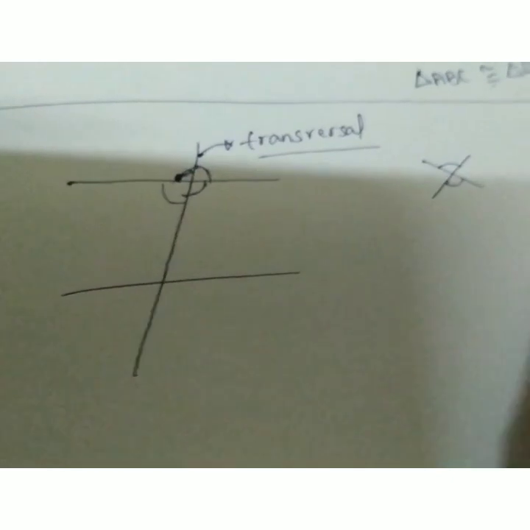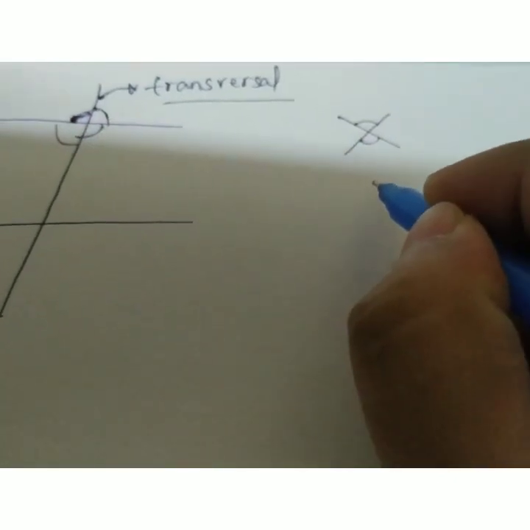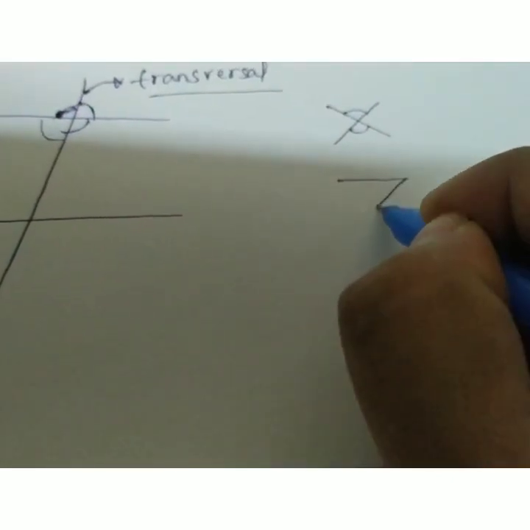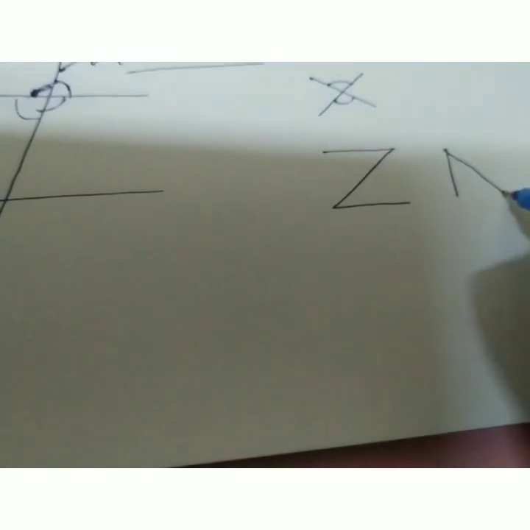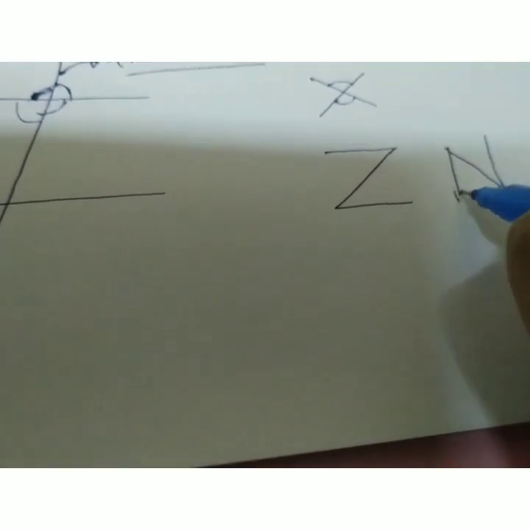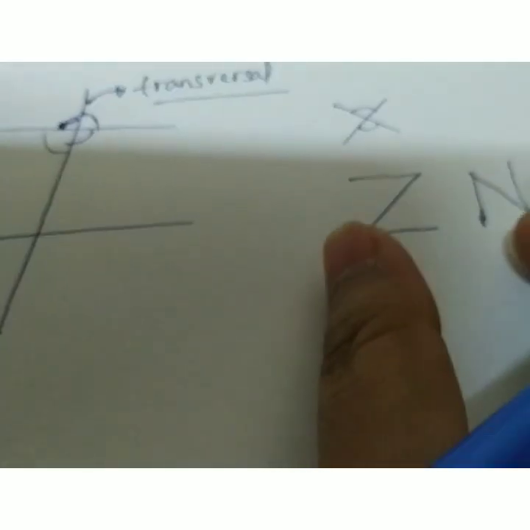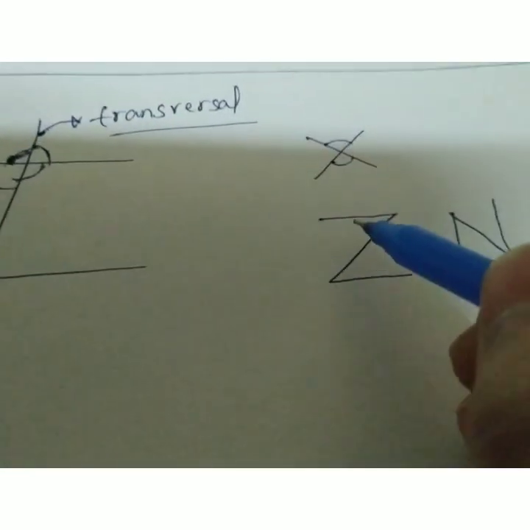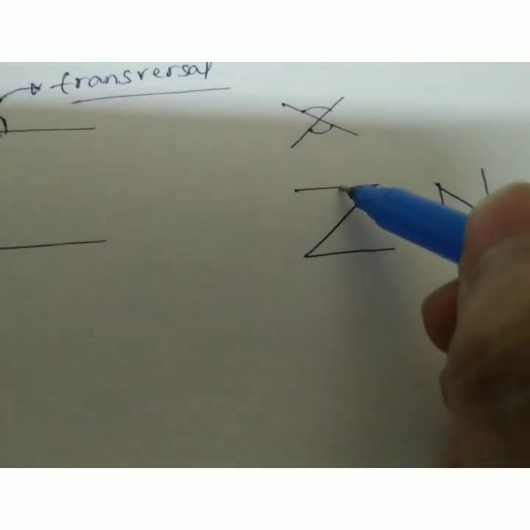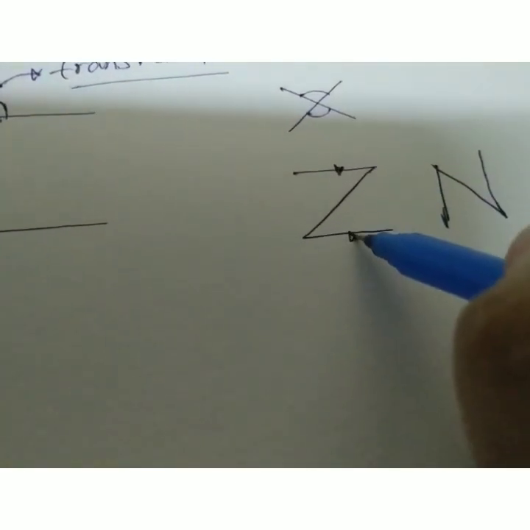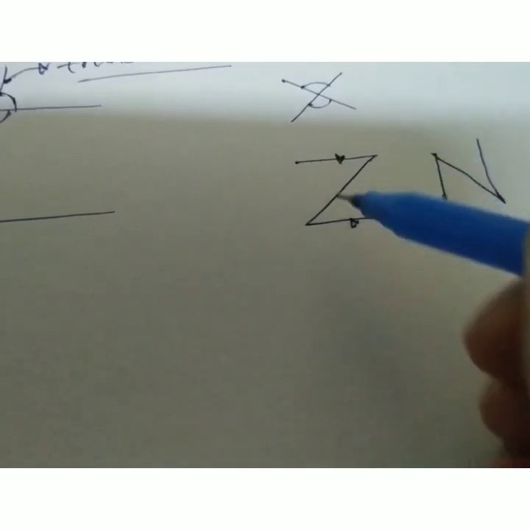Okay, and for example, if I draw this way a Z or an N, you see this Z and this N is also an example of two parallel lines being cut by a transversal. You see, for the Z, these two lines are what? Parallel, okay, and this is a transversal.